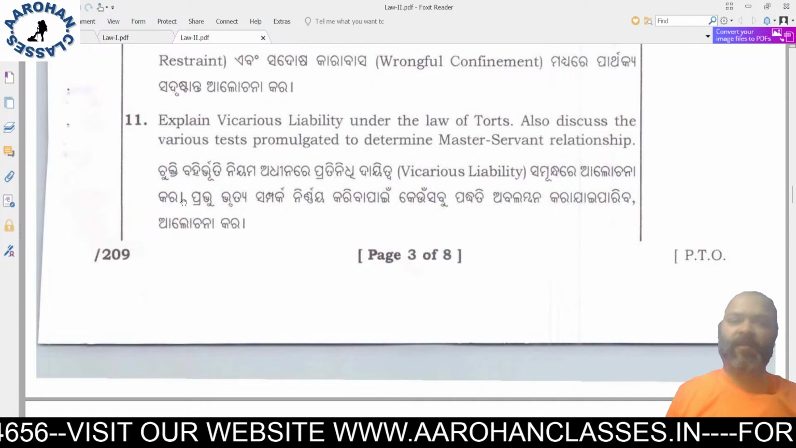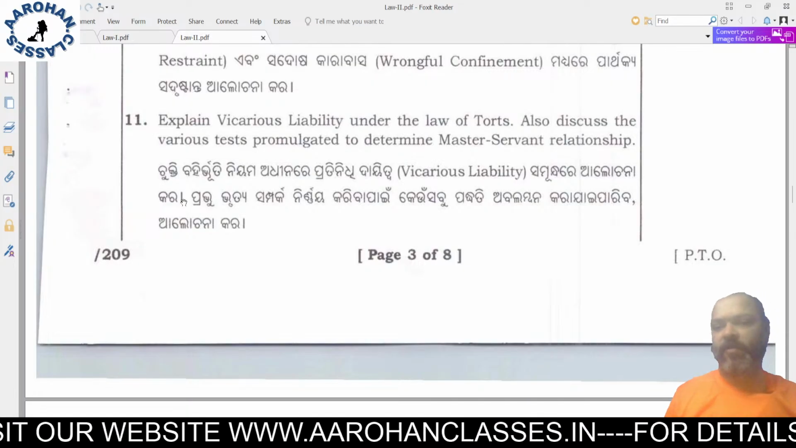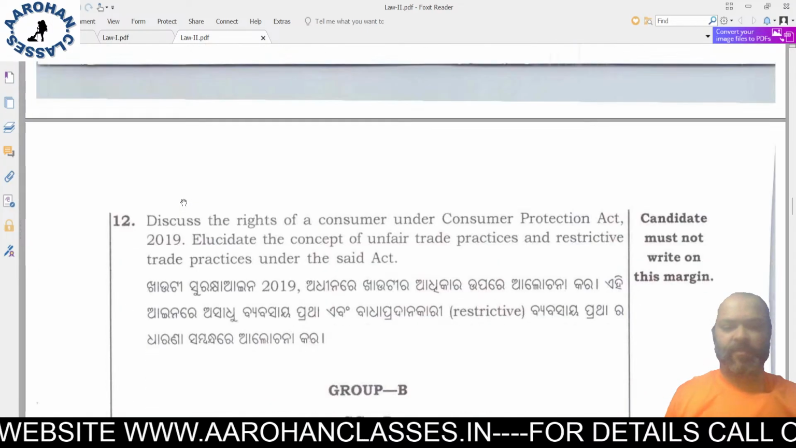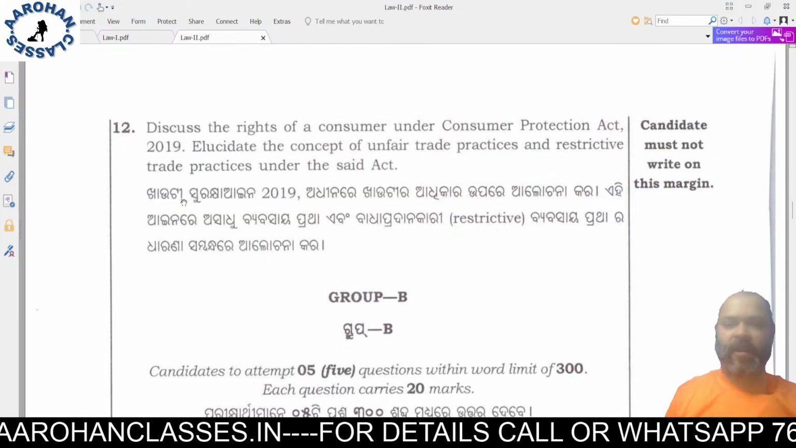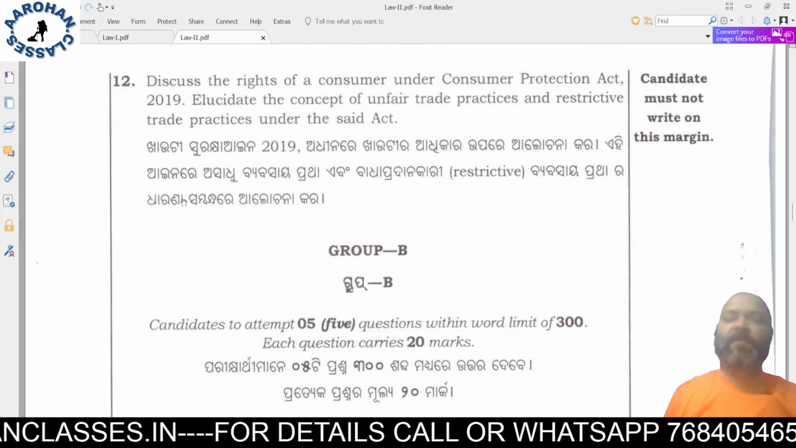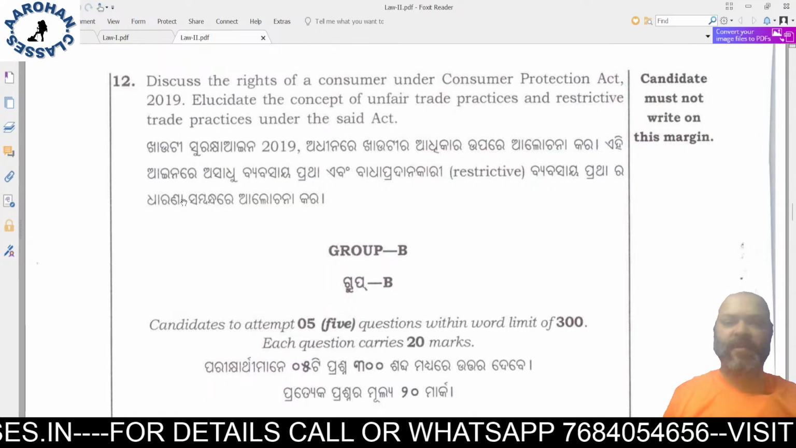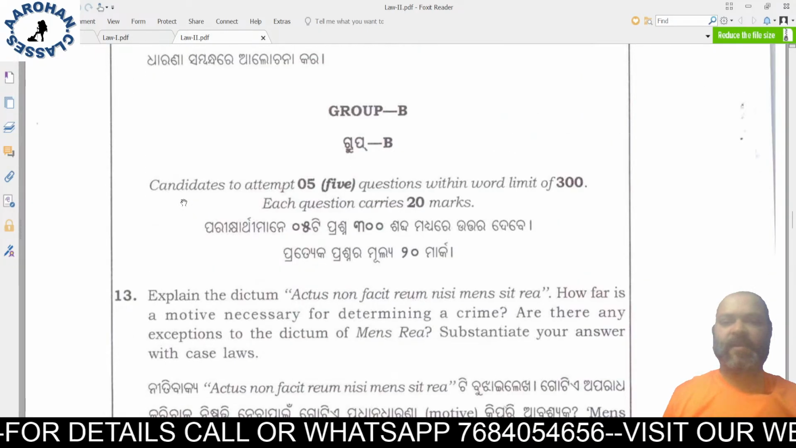Also discuss the various tests promulgated to determine master-servant relationship. Discuss the rights of consumer under the Consumer Protection Act 2019. Elucidate the concept of unfair trade practices and restrictive trade practices under the said Act.